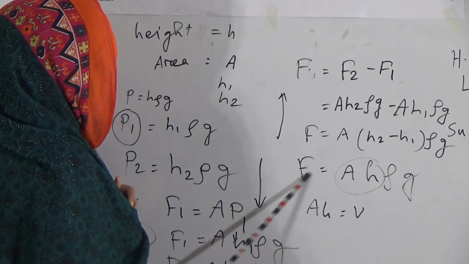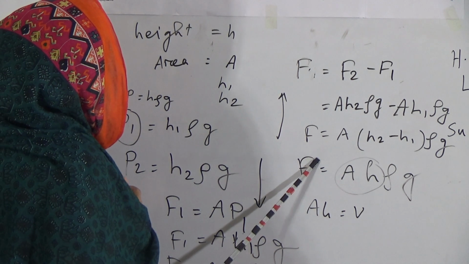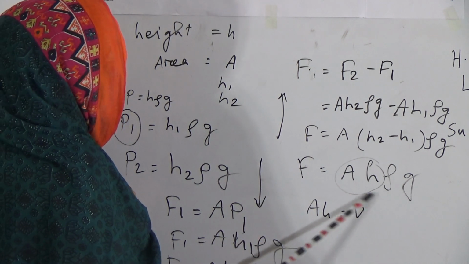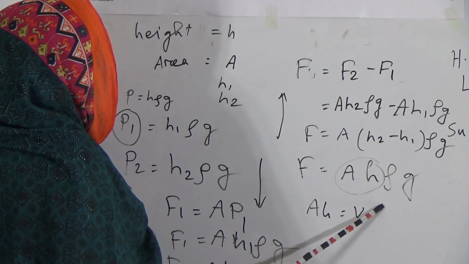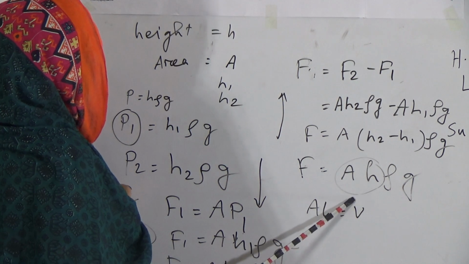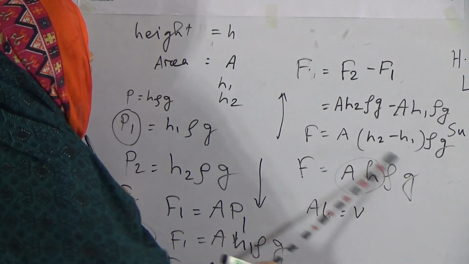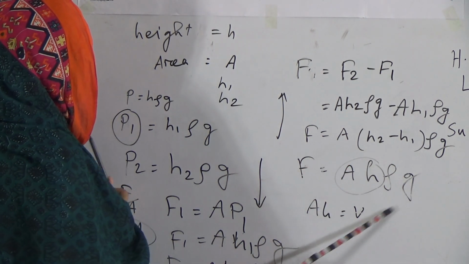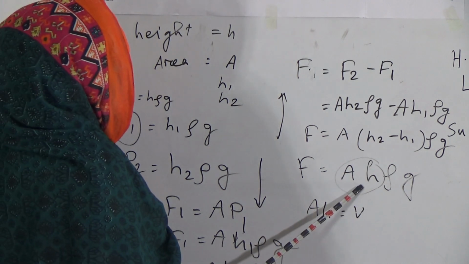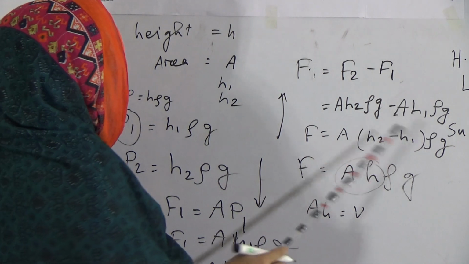Therefore the force exerted upward is equal to the weight of the liquid which has the same volume as the cylinder, and this is known as Archimedes law. This upward force is called buoyancy.